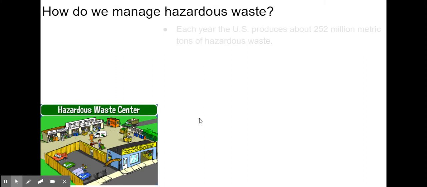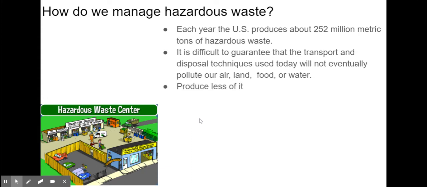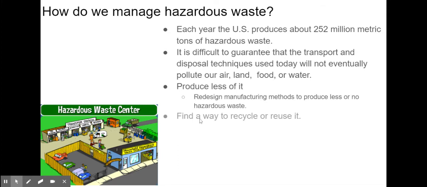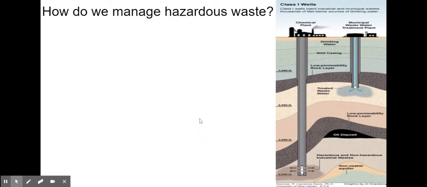How do we manage hazardous waste? Each year, the U.S. produces about 252 million metric tons of hazardous waste. It is difficult to guarantee that the transport and disposal techniques used today will not eventually pollute our air, land, food, and water. We can manage it one way by producing less of it, redesigning manufacturing methods to produce less or no hazardous waste, or finding a way to recycle or reuse it. We can also treat it to make the waste less hazardous, using neutralizing chemicals, bacteria, or flowering plants.